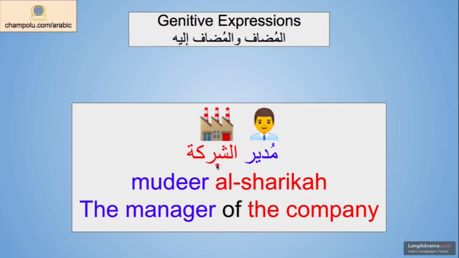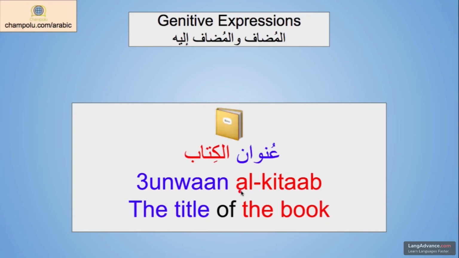And another example here. I want to say the manager of the company. We say مدير الشركة. So مدير is manager and شركة is company. So مدير الشركة is the manager of the company. Again, we notice the first one is indefinite and the second one is definite. And another example here. عنوان الكتاب, the title of the book. So عنوان is title and الكتاب is the book.